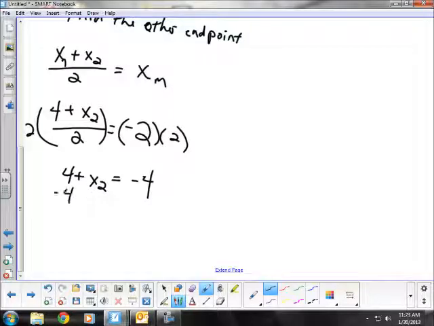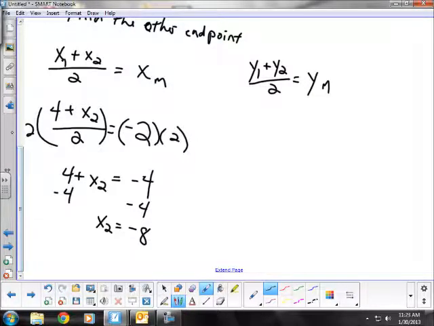And then I subtract 4 from both sides, so the other endpoint's x-coordinate is negative 8. And then what do you have to do? Same process with the y-coordinate. So y1 plus y2 over 2 is equal to the y-coordinate of the midpoint.